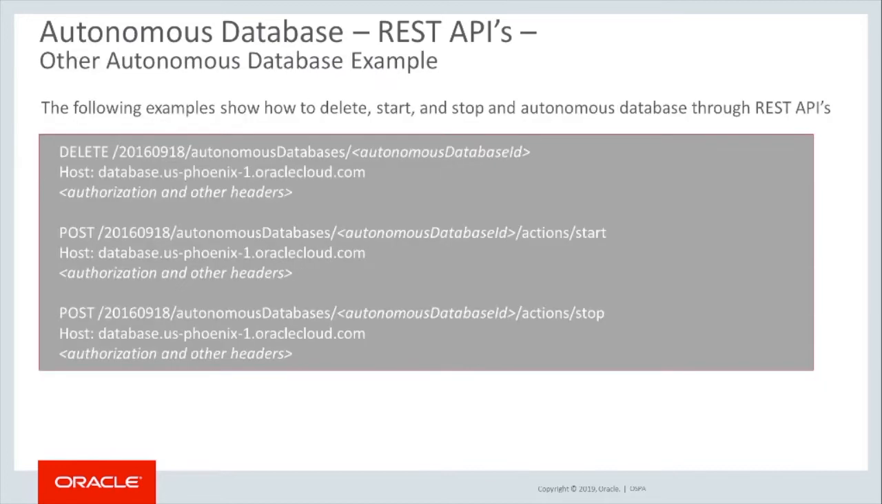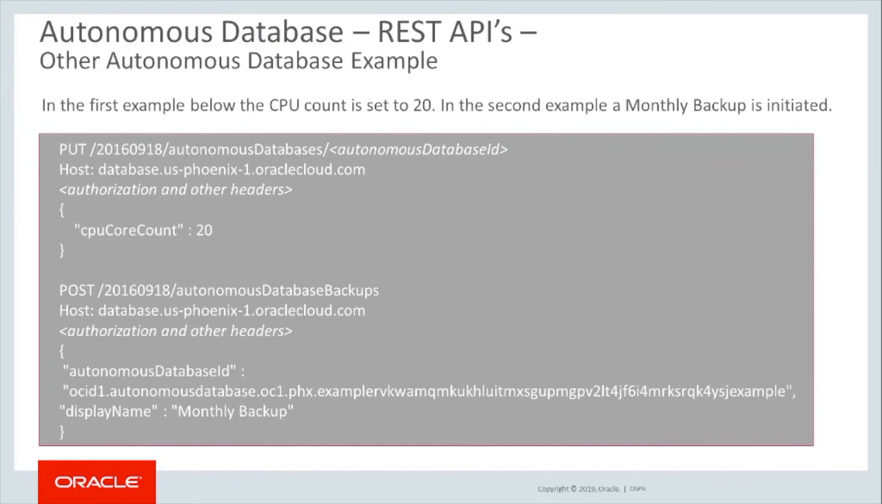In these examples, we see the basic API call for deleting an existing Autonomous database, starting and stopping an existing Autonomous database, and again, the result will be similar to what we saw in the previous slide. In previous sections, we saw how to scale the database from the console. In this REST API call, the database is being scaled to a total of 20 CPUs allocated. In the second example, a backup is initiated on the database.